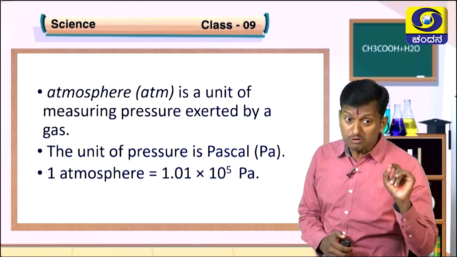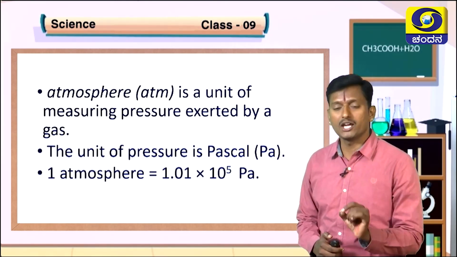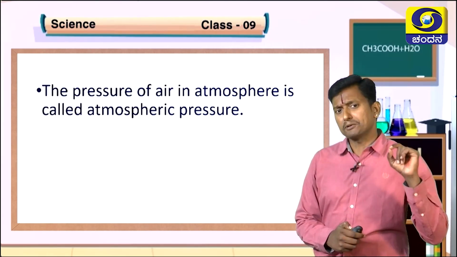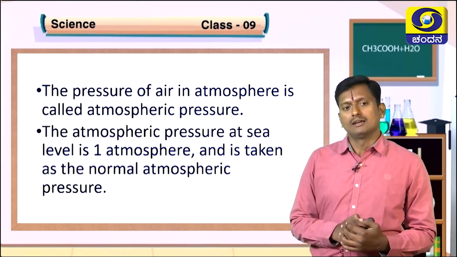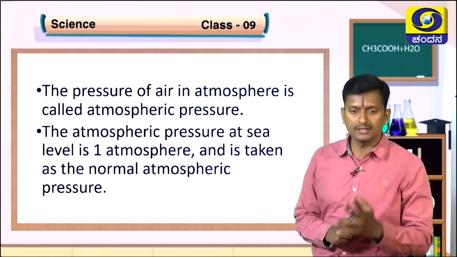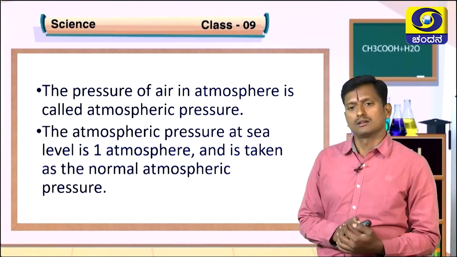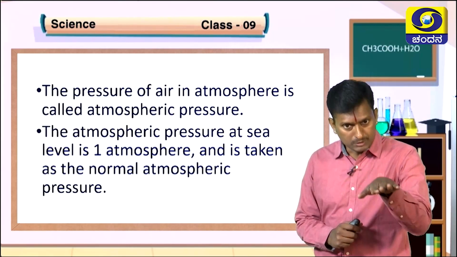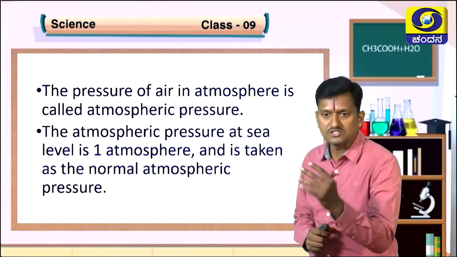So, 1 atmosphere means 1.01 × 10^5 Pascal, that is called 1 atmospheric pressure. The pressure of air in the atmosphere is called atmospheric pressure. The atmospheric pressure at sea level is 1 atmosphere and is taken as the normal atmospheric pressure at sea level. You know, at sea level, at 1 atmospheric pressure, water starts to boil at 100 degrees Celsius.